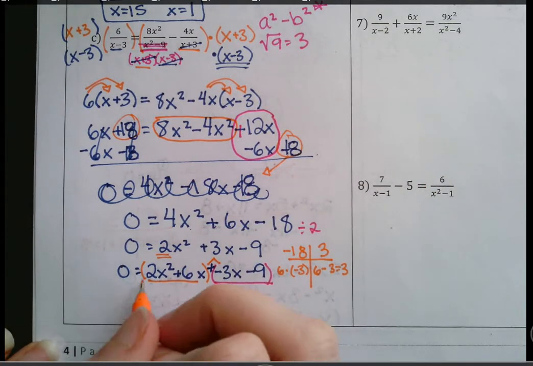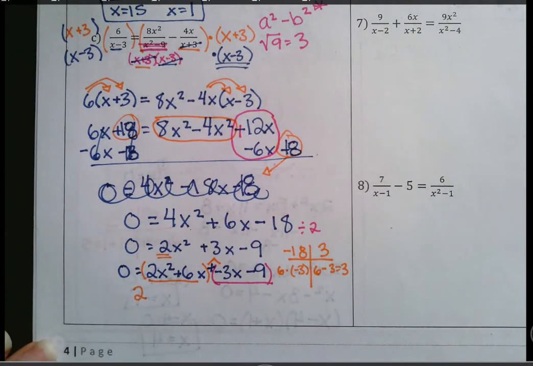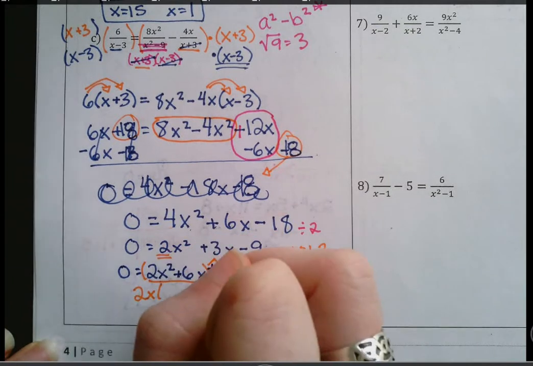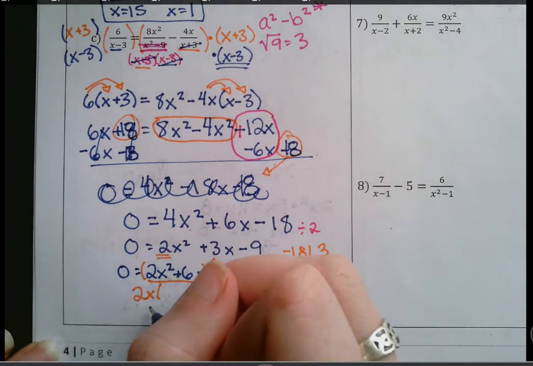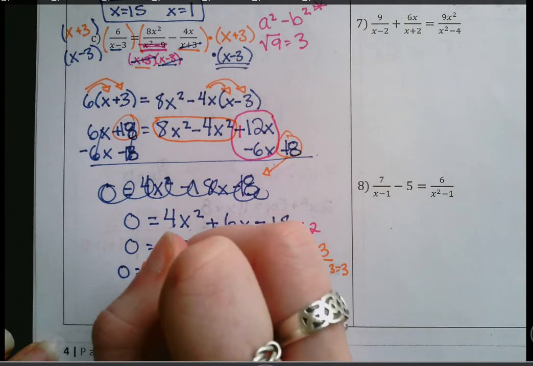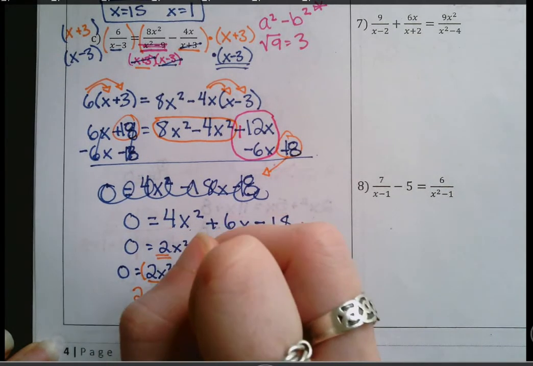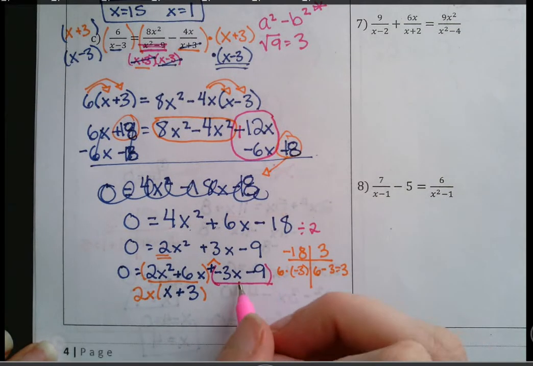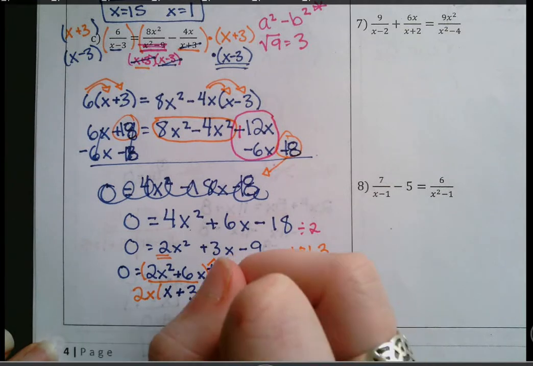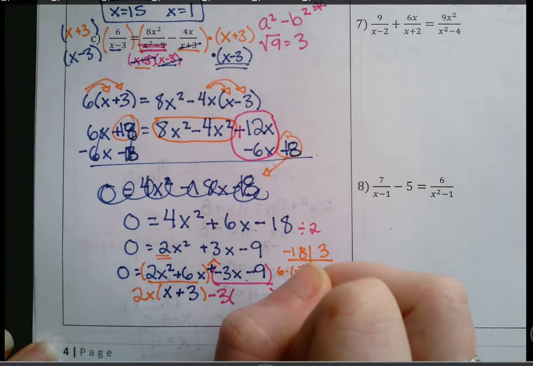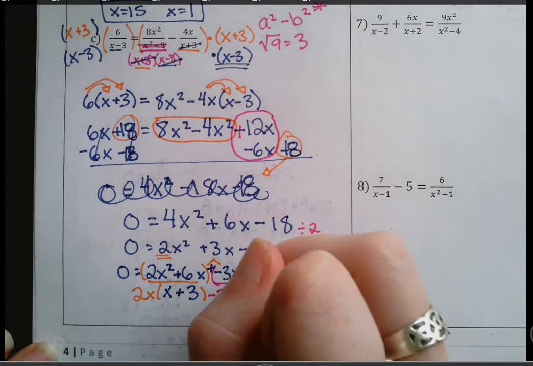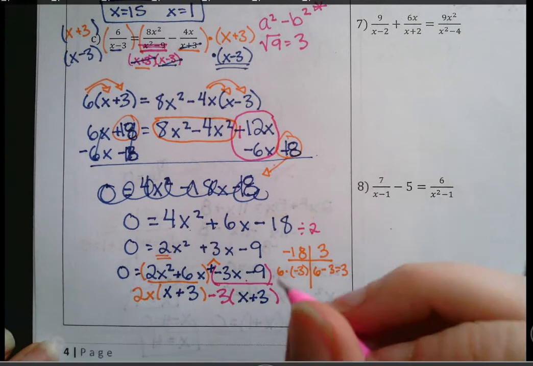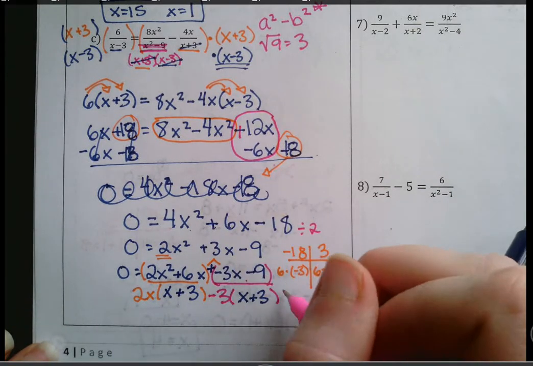So these are both even numbers, so I can have a 2 come out front. And they both have an x, so an x can come out front. I'm just doing the opposite of my distributive property. If I divide this by 2, x is left behind here, and a 3 is left behind here. With this one, they both have a 3, and they're both negative. So a negative 3 can come out, and on the inside, an x plus 3 will be left behind again. If you want to check this, you can just say, hey, if I distribute this, will I be back where I was before?